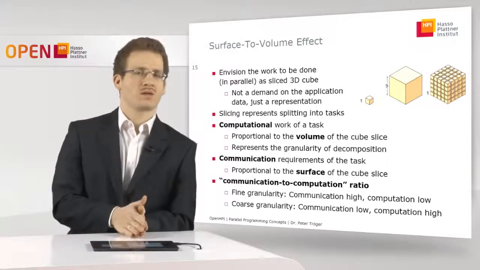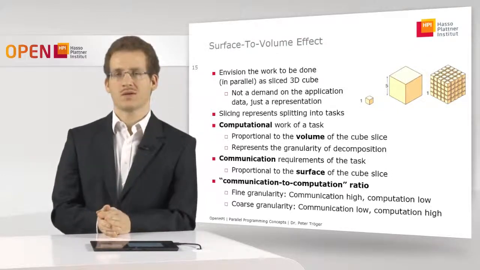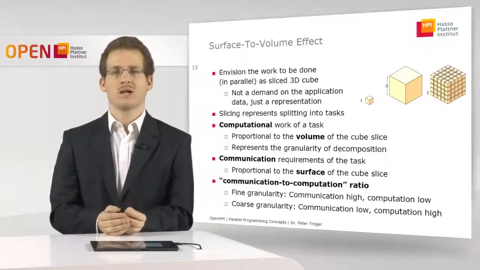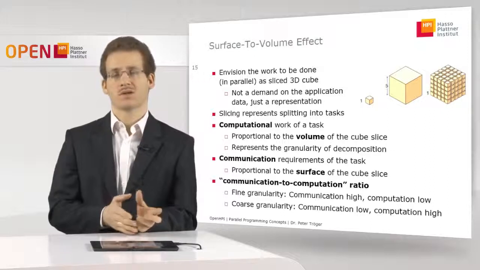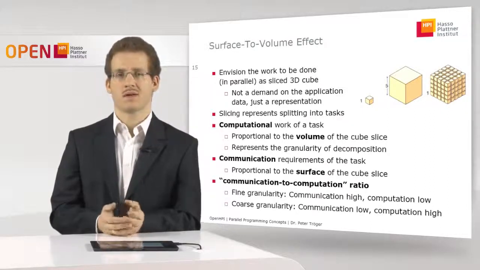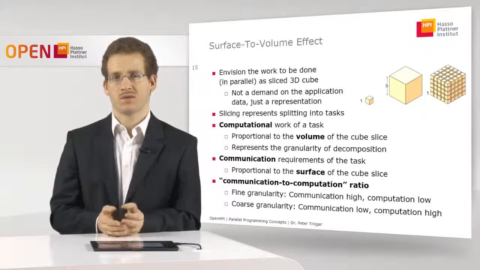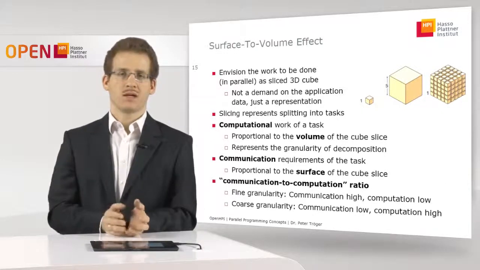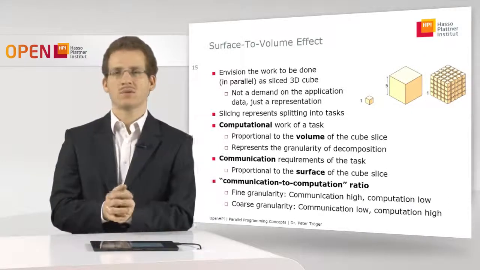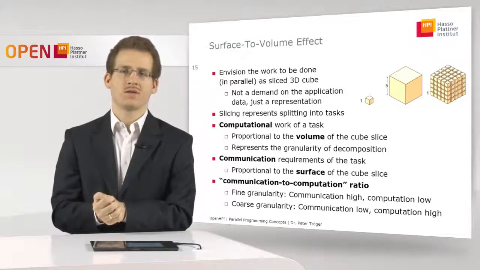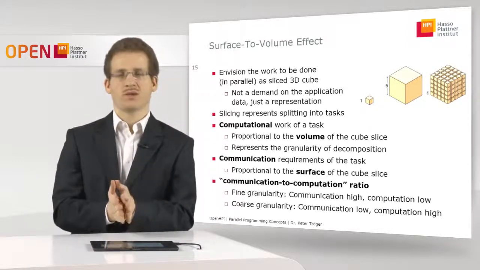The communication requirements are expressed by the surface of your cube slice. So the surface, all the area around the cube, this is where you potentially need communication with the other tasks in order to exchange intermediate results or other data, or maybe even just if you want to do synchronization, for example, with a barrier. So the idea is that you take the surface of your cube slice and the volume and you put this into relation, and then you end up with something which is also called in the literature the communication to computation ratio.